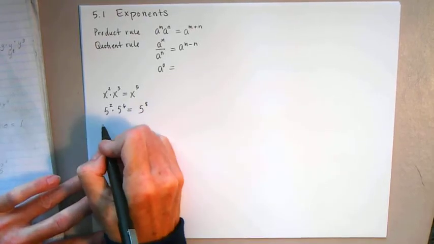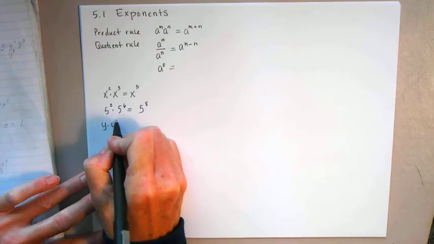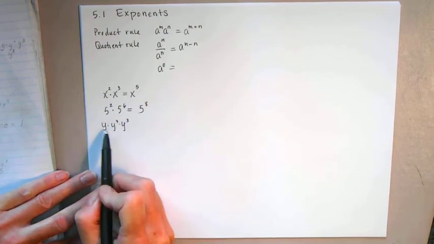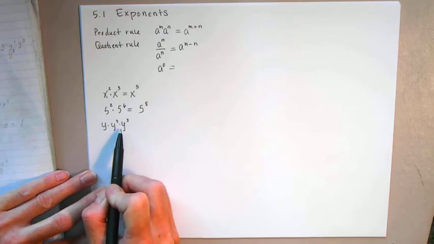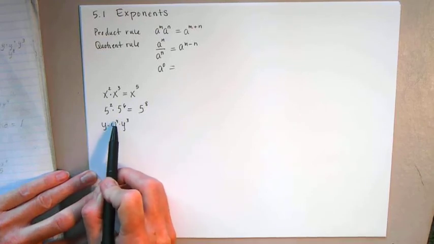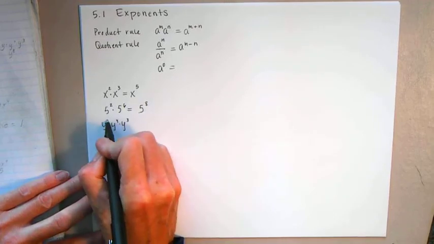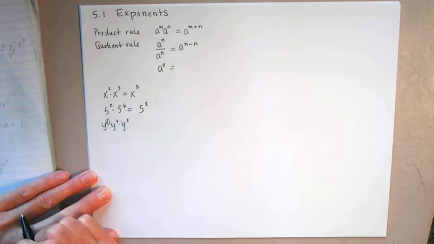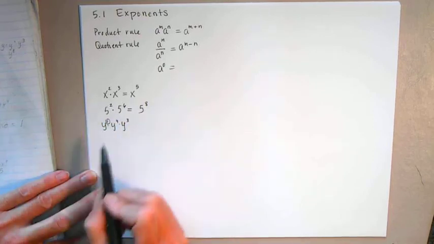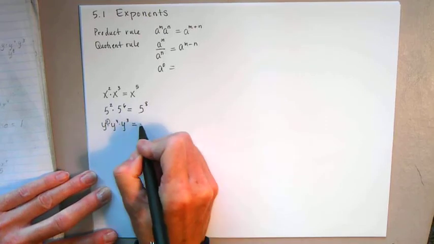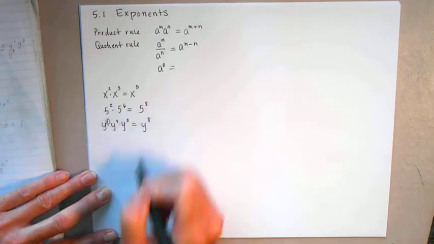Alright, what if I gave you y times y to the 4th times y to the 3rd? Now I have 3 of them, but they all have the same base, so I can just add all their exponents. And this is important to know. When nothing's there, there's an invisible 1. So I'll put it in a circle so you know I stuck it in. But don't forget, if nothing's there, there's a 1. So if I'm adding exponents, I now have y to the 8th, don't I?